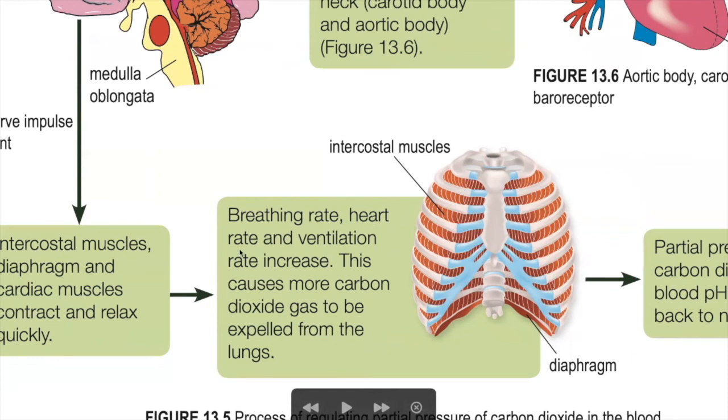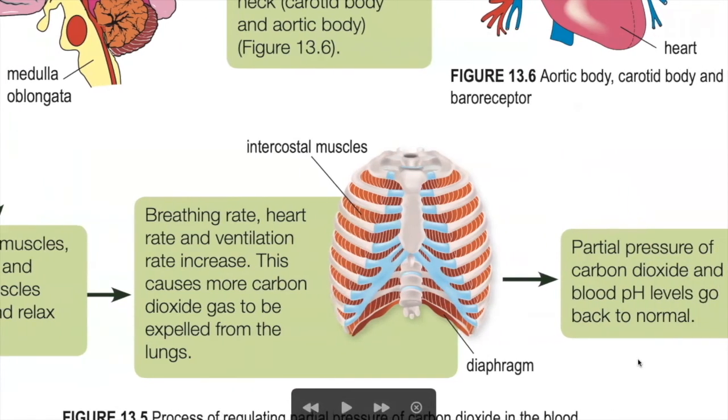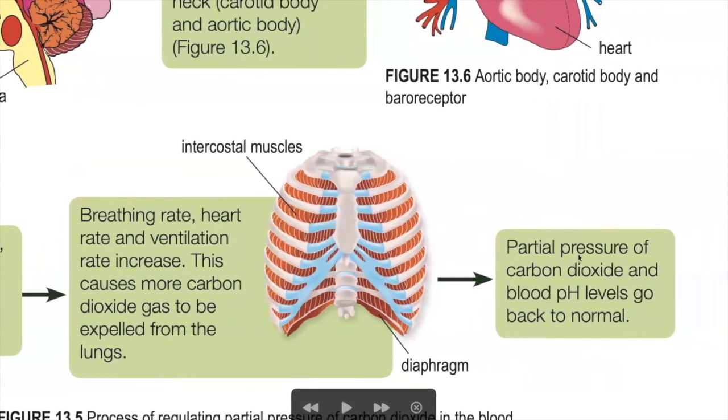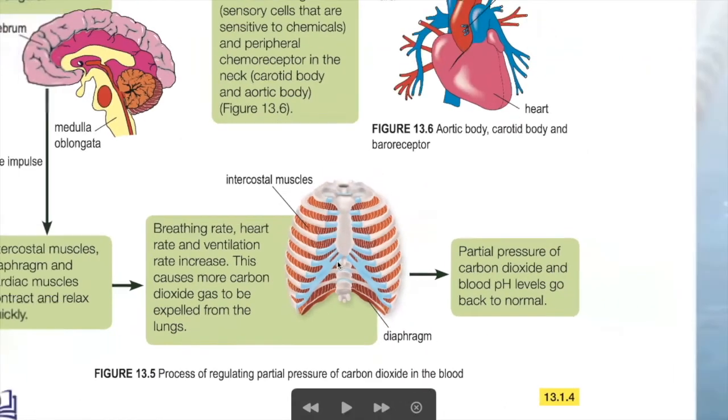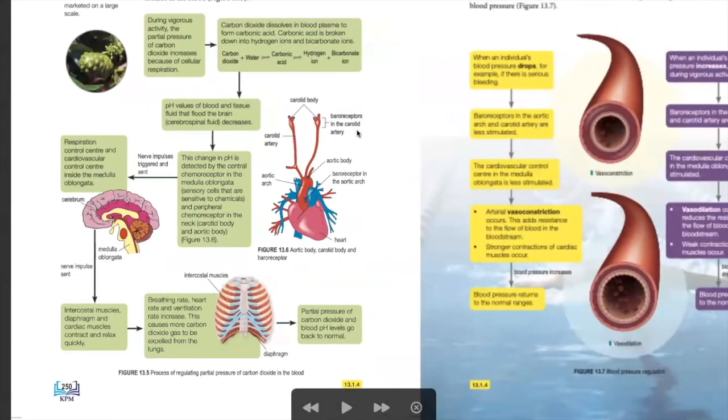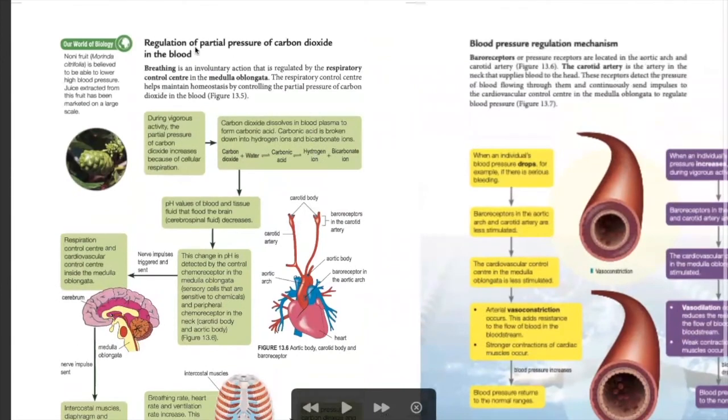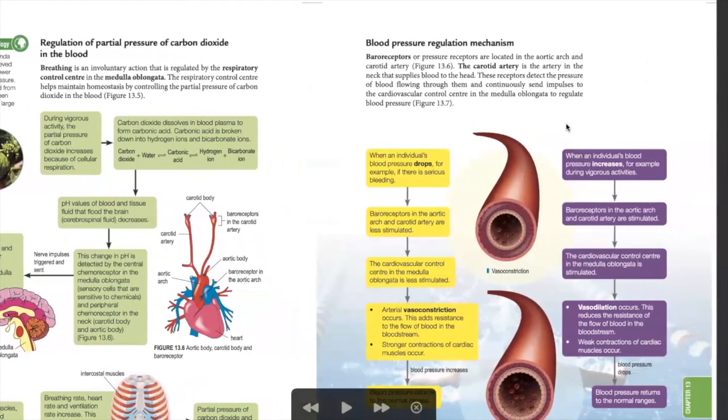So bila kita buat benda semua ni, respon ni apa akan jadi? Lebih banyak carbon dioxide akan dikeluarkan melalui jantung. So apa jadi? The partial pressure of carbon dioxide and blood pH level will go back to normal. Boleh faham? Itu saja untuk the regulation of partial pressure of carbon dioxide in the blood. Now we go to the last one.